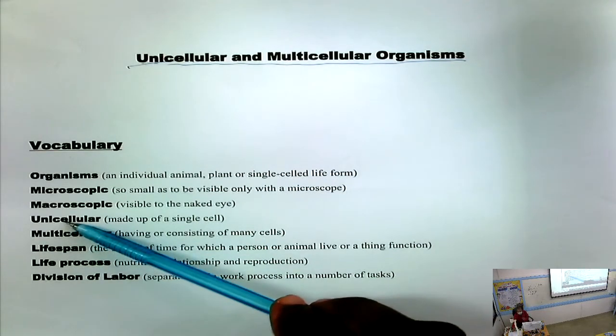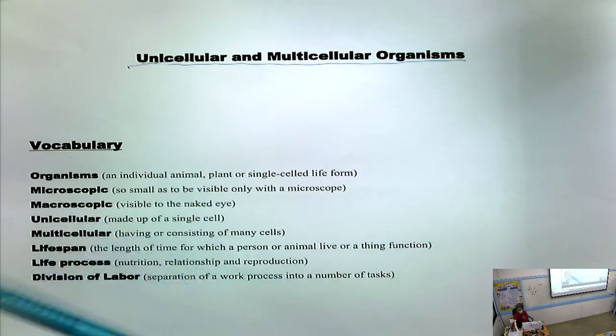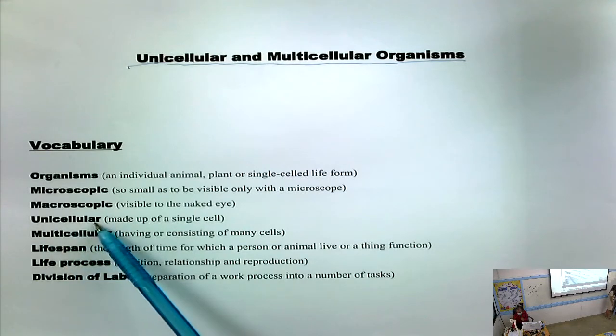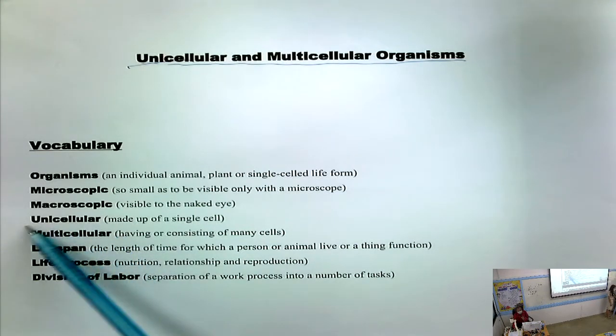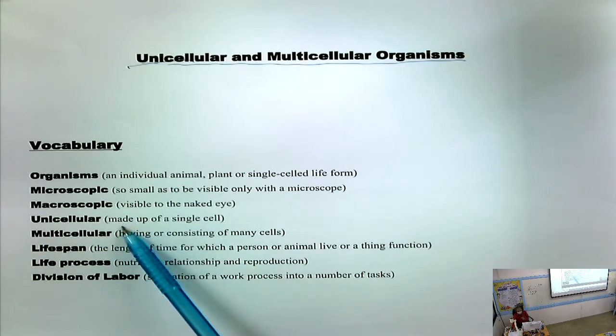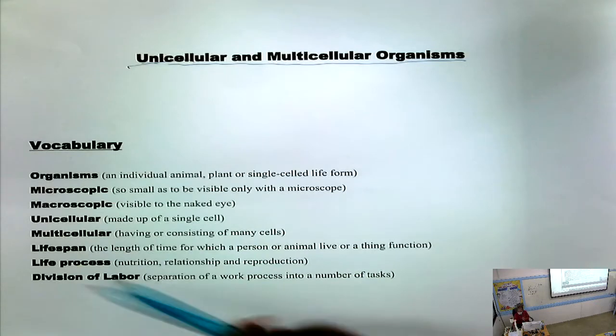Then we have the word unicellular. Can we all say it together? Unicellular. It means made up of a single cell. It's something that is made up of one cell. Uni means one. One cell.